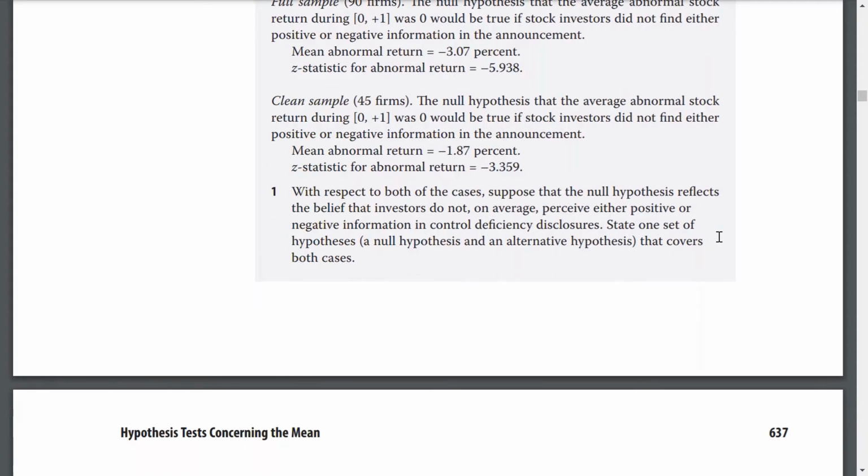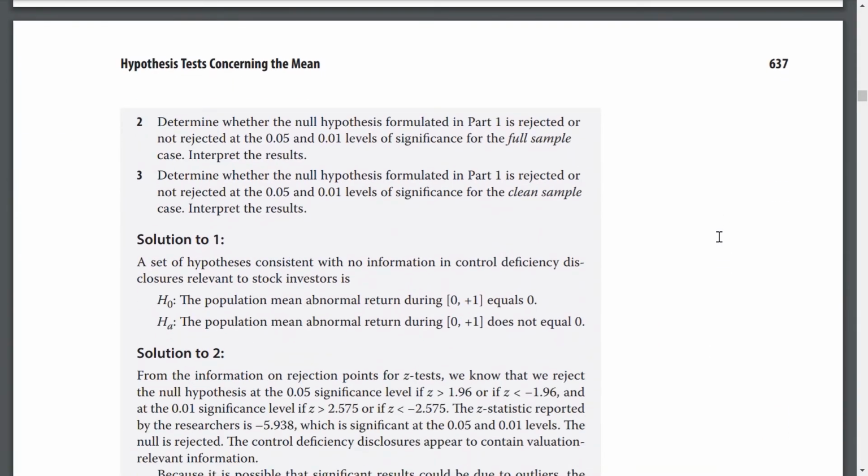Determine whether the null hypothesis formulated in part 1 is rejected or not rejected at the 0.05 and 0.01 levels of significance. For the full sample case, interpret the results. Determine whether the null hypothesis formulated in part 1 is rejected or not rejected at the 0.05 and 0.01 levels of significance. For the clean sample case, interpret the results.